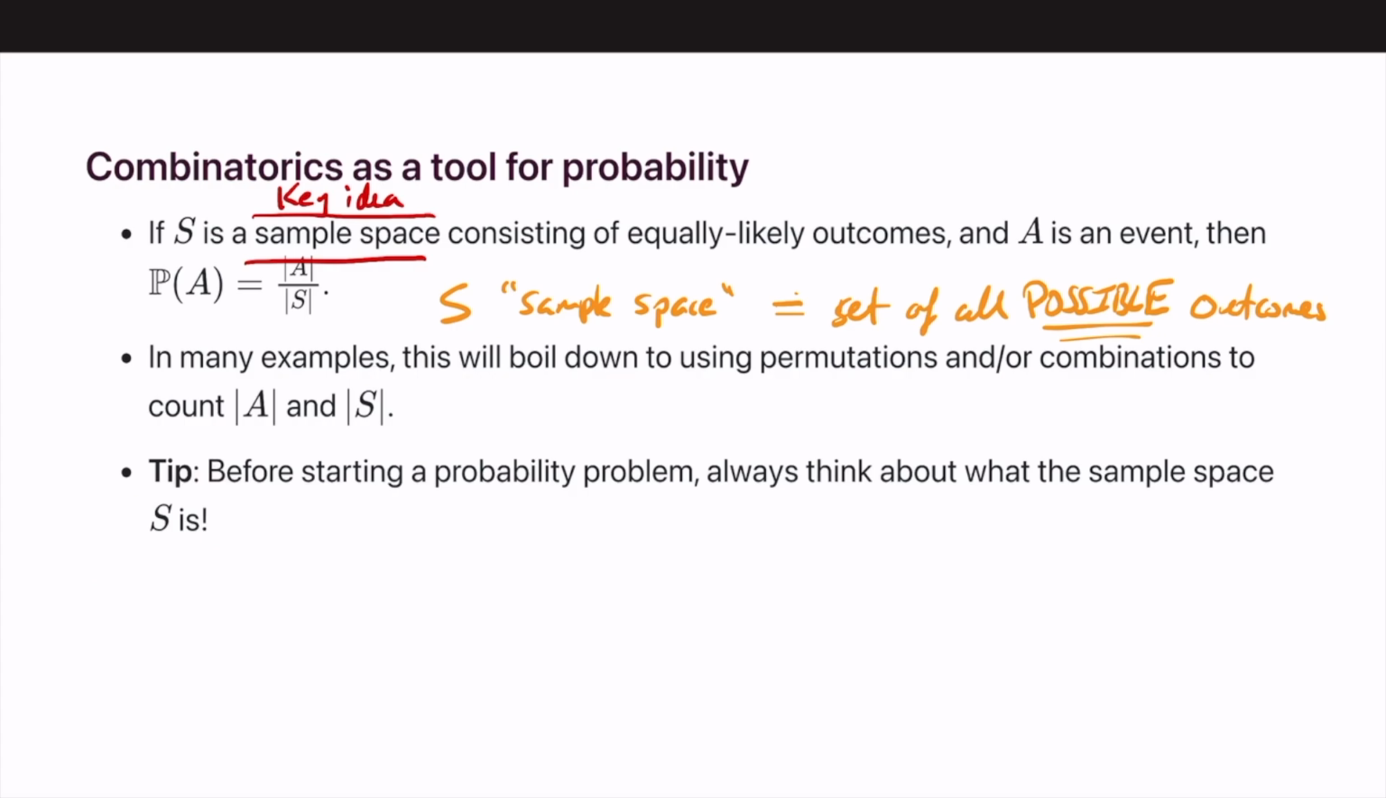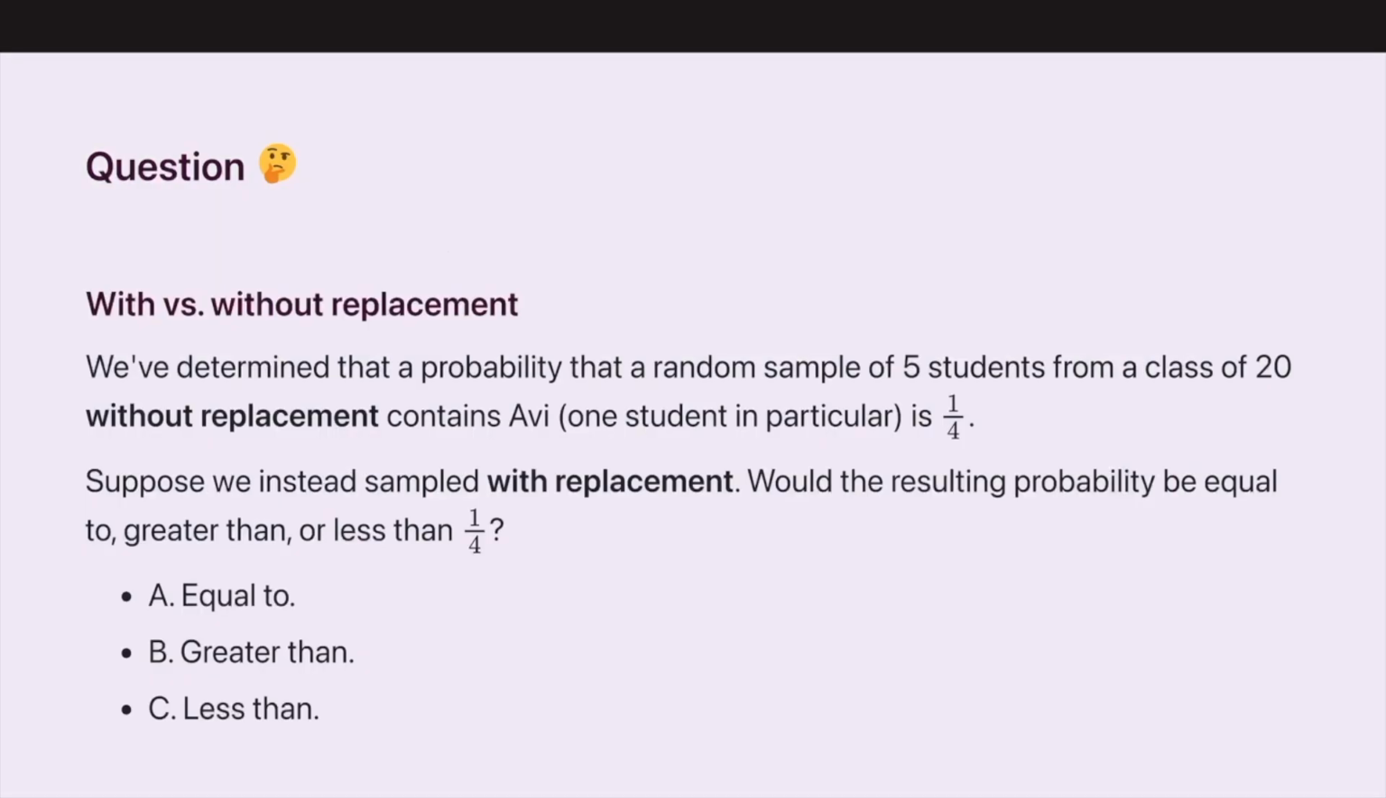Okay, so let's continue on with solving more problems. This problem is asking us to consider our last question. We were selecting Avi from our class of 20 students, and now we're doing it with replacement. And we want to know intuitively, is that going to result in an equal, greater, or lesser probability than we had before, which was 1/4 or 25%.